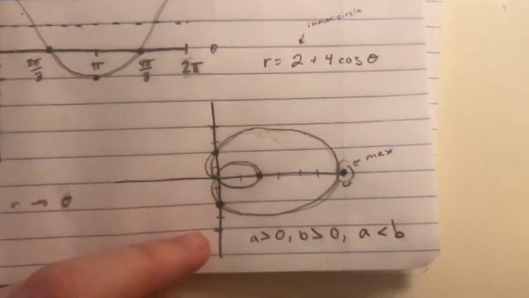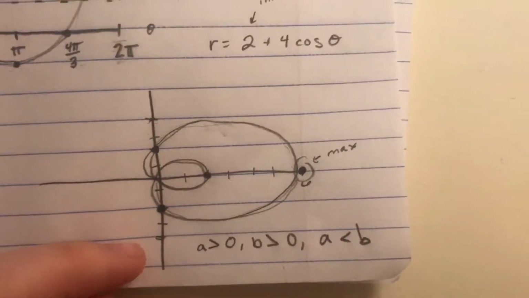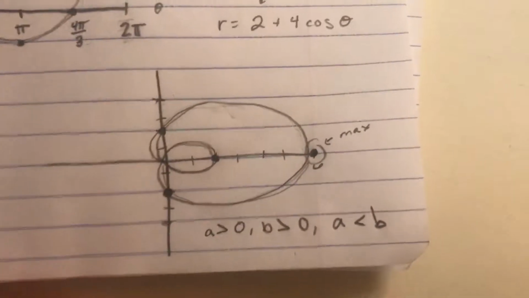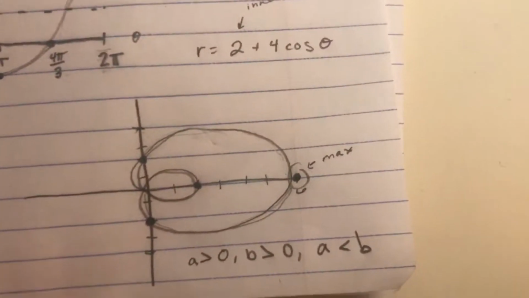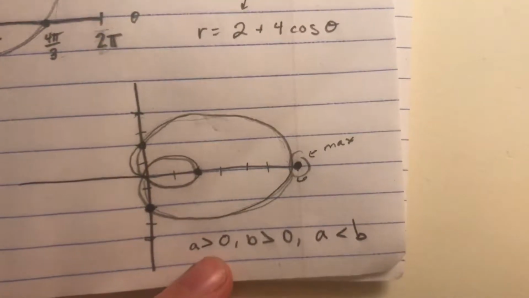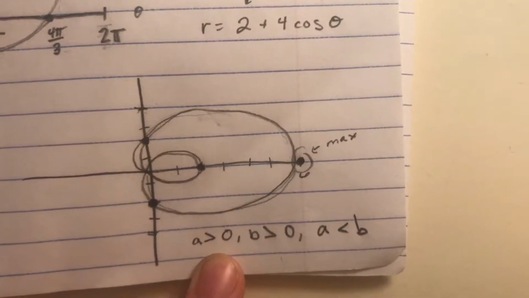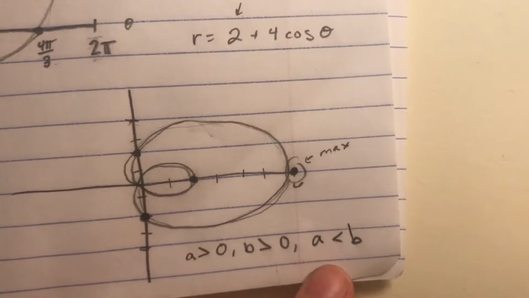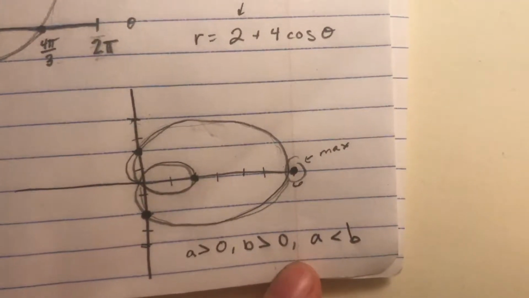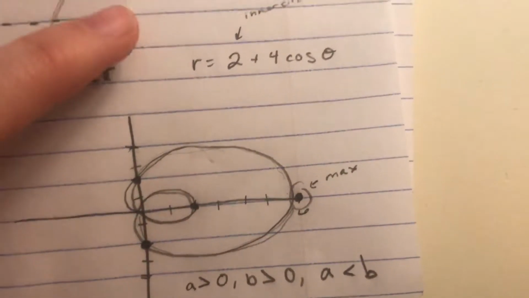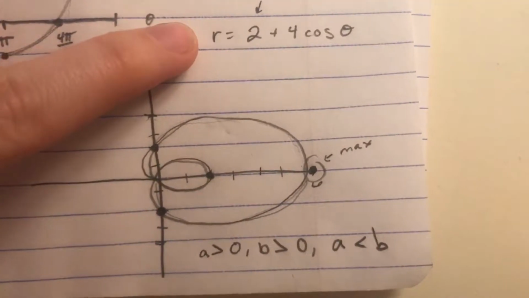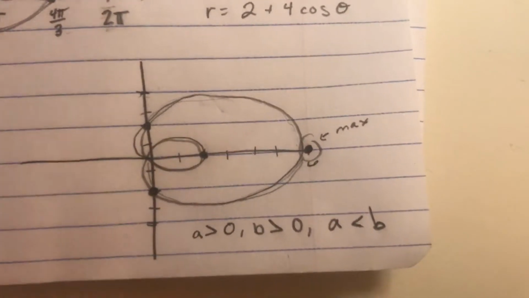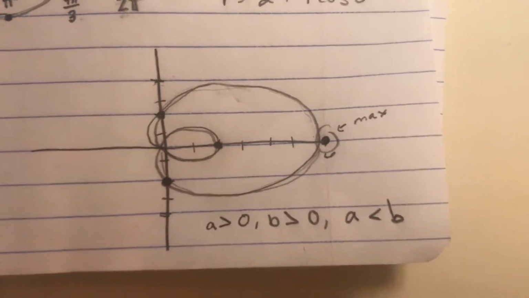We also know that this is the correct looking graph with this little loop like that in that shape, because in our equation, a is actually greater than 0, b is greater than 0 and b is greater than a, which is true of our equation, r equals 2 plus 4 cosine of theta. And there is the polar graph.